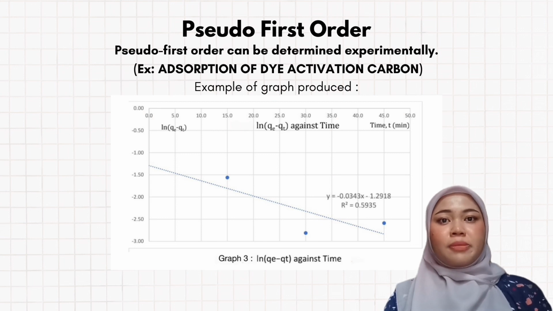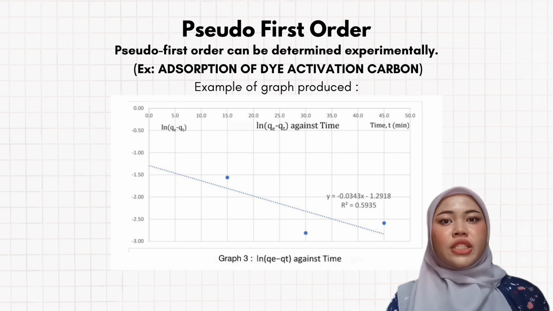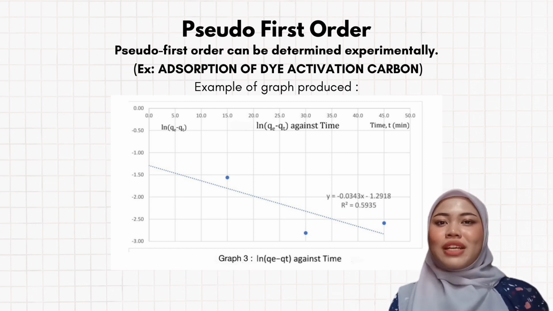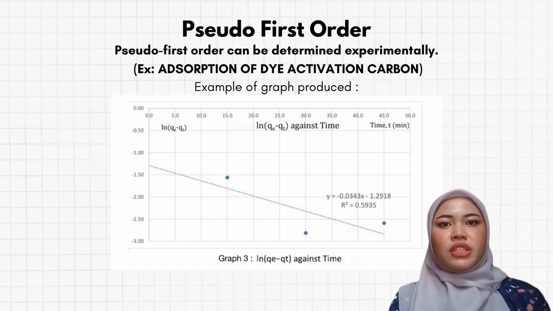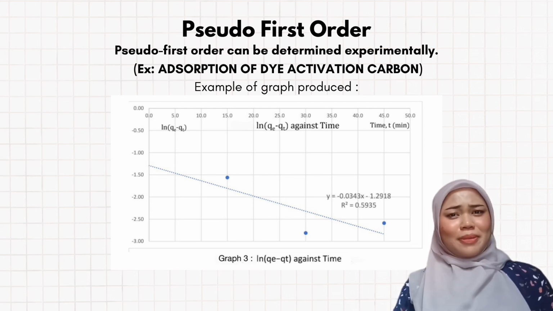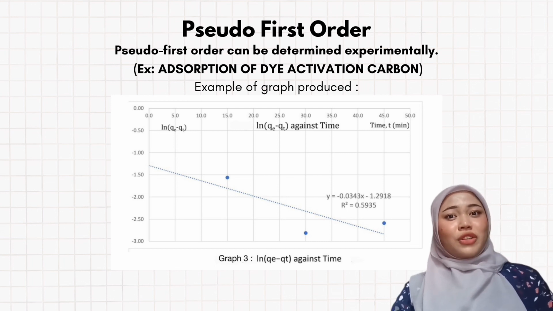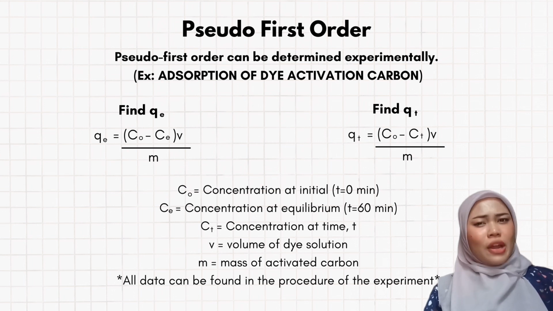Pseudo-first order can be determined experimentally, for example, the experiment that we have done before, which is the adsorption of dye on activated carbon. By doing the experiment, we will achieve our data and interpret the data on a graph. The graph produced will be a graph of ln(Qe minus Qt) versus time, and from the graph itself, we could calculate the pseudo-first order with the help of the data from the experiment. Not as simple as that. We know that to produce the graph of ln(Qe minus Qt) versus time as shown on the slide, we need to find what is Qe and what is Qt.